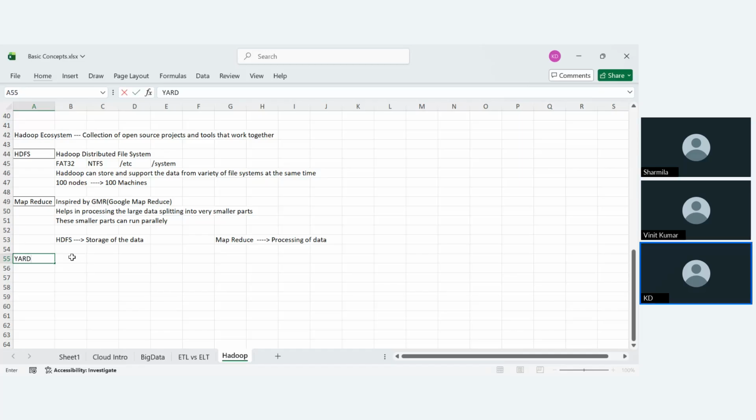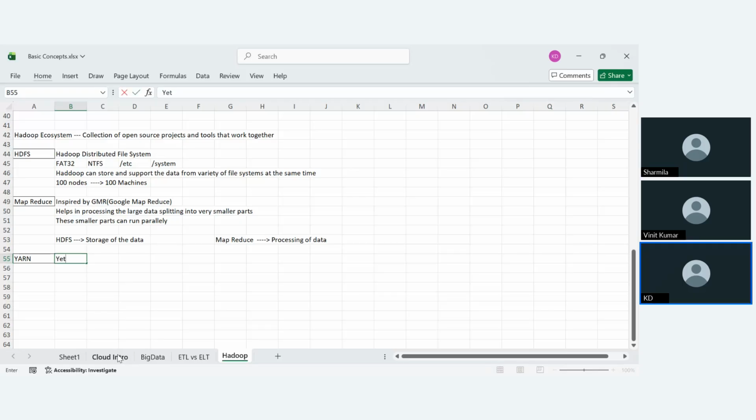The third thing is YARN. I have separate notes also. These are the class notes that I'm creating. Apart from that, I have separate notes as well. I'll provide you those notes after these two or three sessions, so you can go through them and understand what it is.